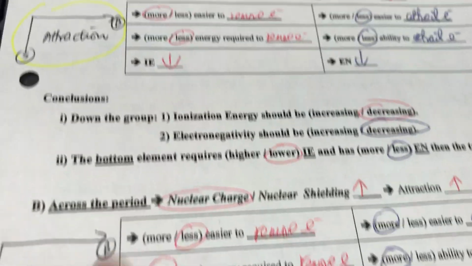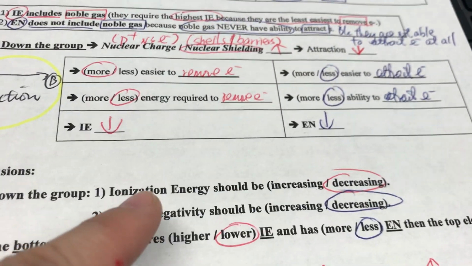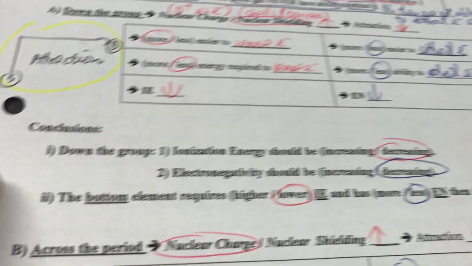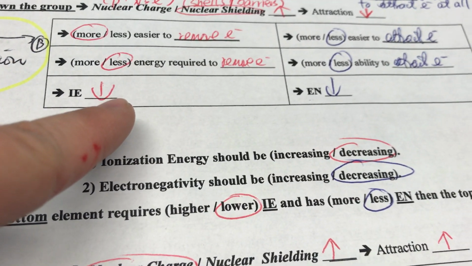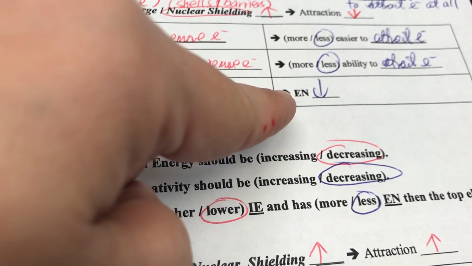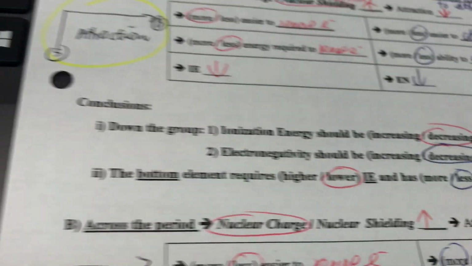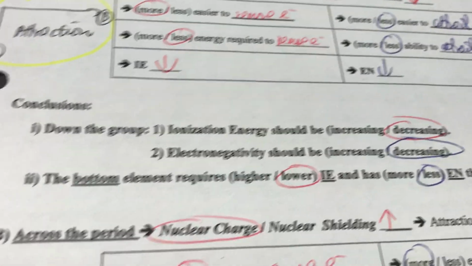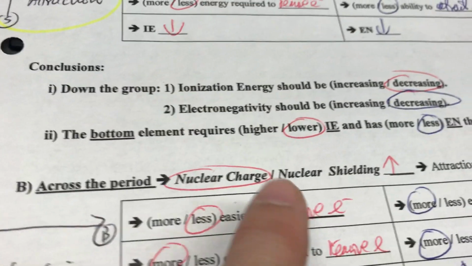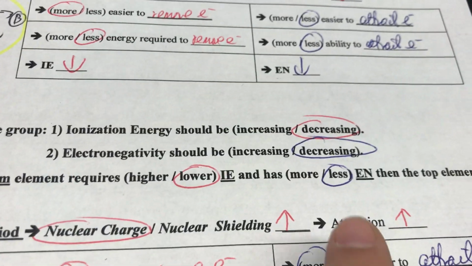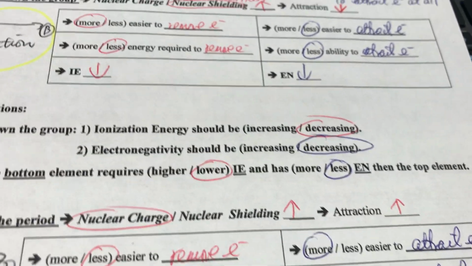So as a result, going down the group, ionization energy will be decreasing, and electronegativity will also be decreasing. When you go down and down, they're getting smaller and smaller. So the bottom element will have lower IE and lower EN than the one on the top. Okay?